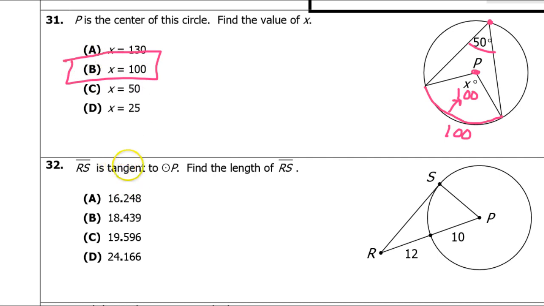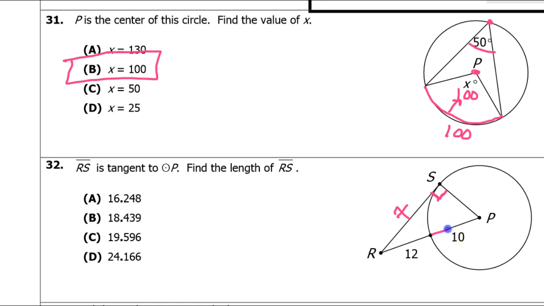Okay, look at number 32. We are told that segment RS is tangent to circle P. So this is a tangent. So we've learned that a tangent will always be perpendicular to the radius at the point of tangency. So in other words, this is a 90-degree angle. That makes this a right triangle. So we should be able to use the Pythagorean theorem to find the length of RS. I'll just call it x.